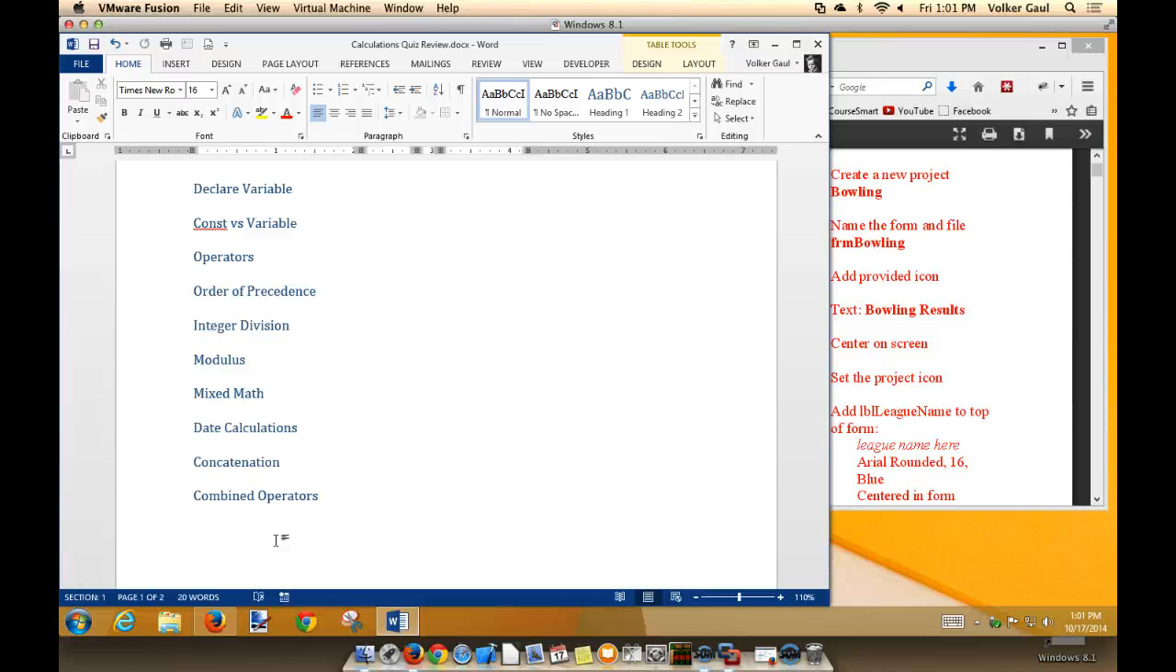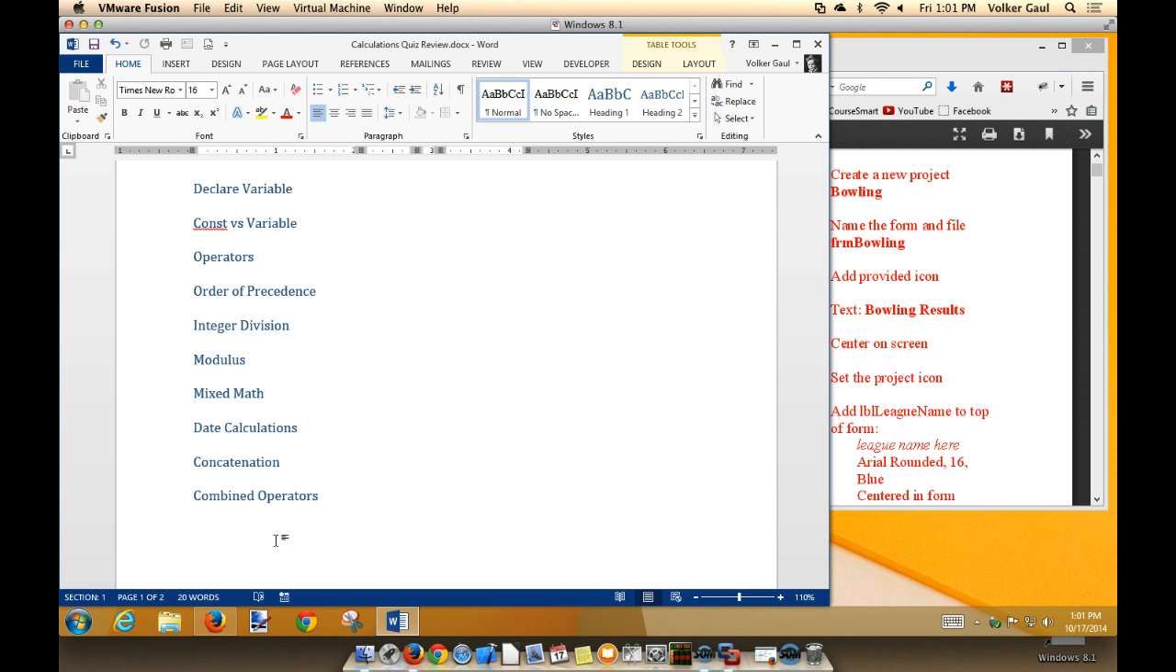You should understand modulus. You should know how to do date calculations, how to add to a date. You should know how to do concatenation, and I'm sorry, I skipped over mixed math. That's integers and doubles in the same equation. To keep it simple, there's no doubles and decimals in the same equation. That never happens, doesn't work. But anything else can be mixed, and what happens when you mix.